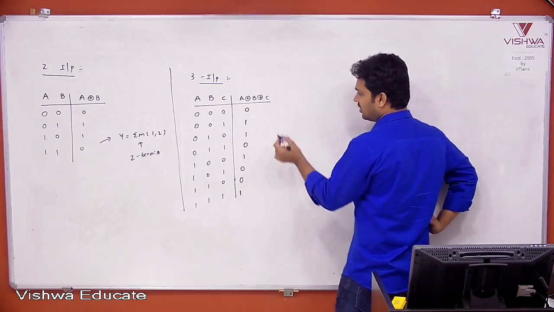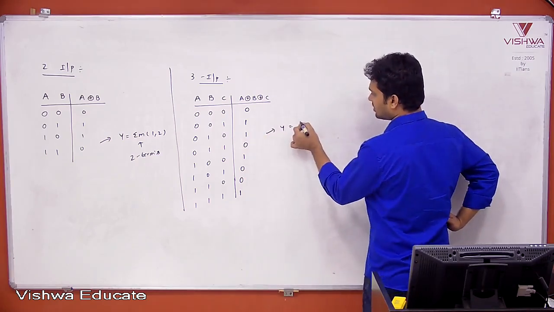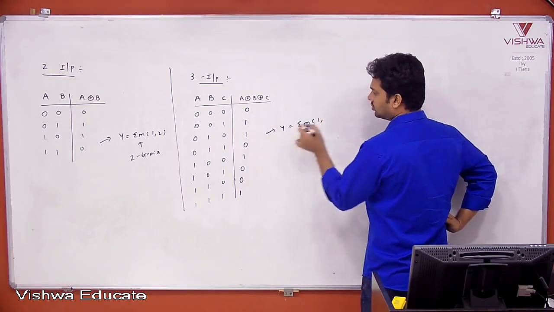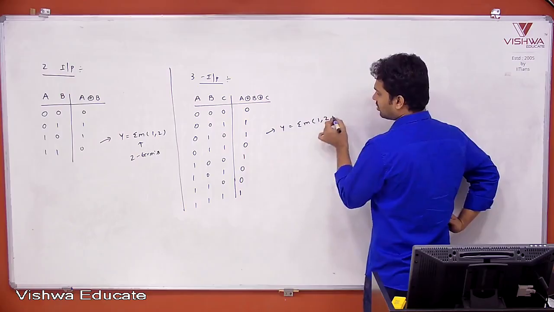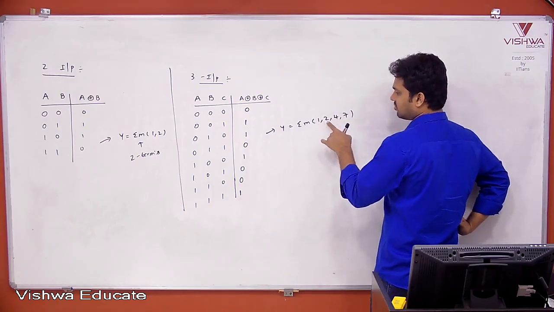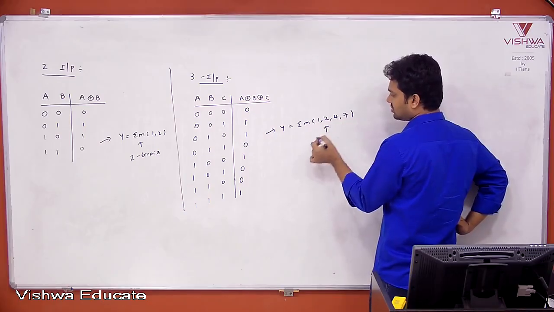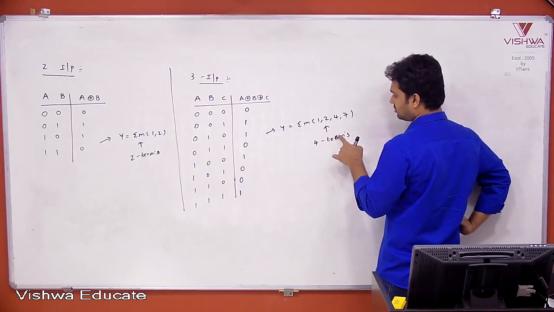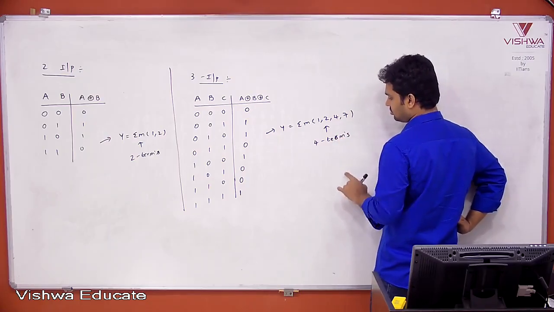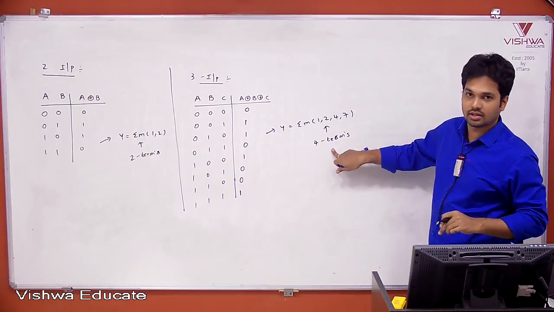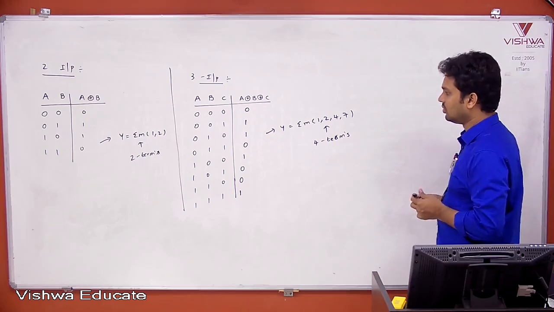Then what is your function? Sum of minterms 1, 2, 4, 7. So how many terms are present? 4 terms are present here. Clear? Now you understand here.